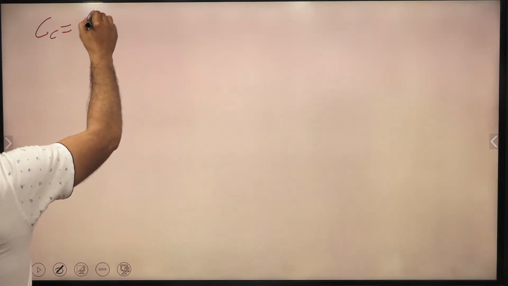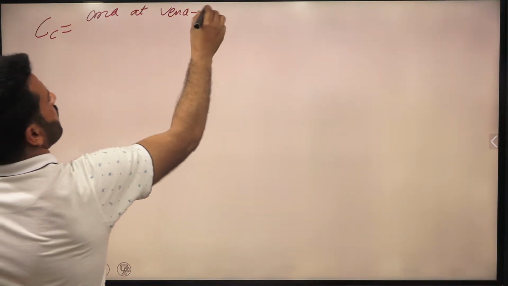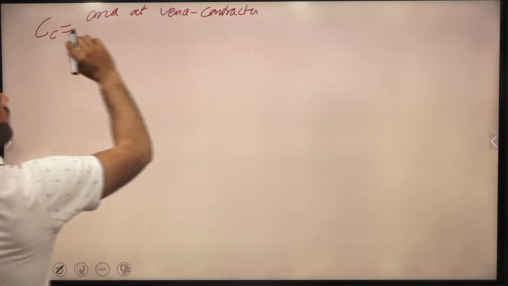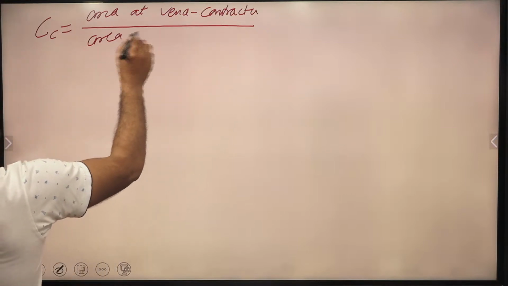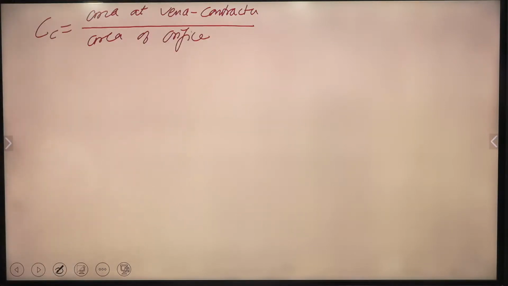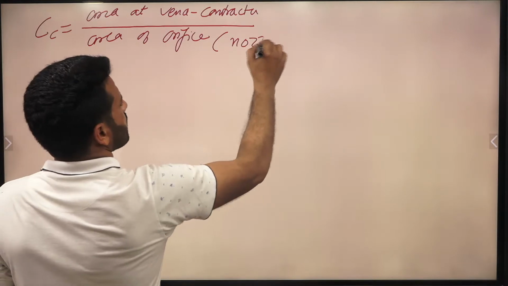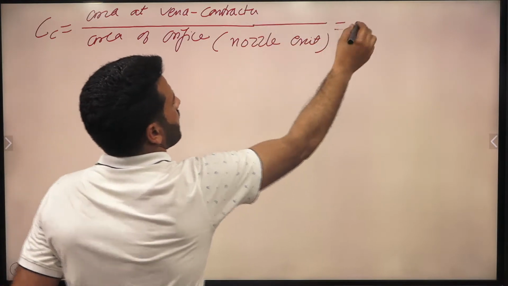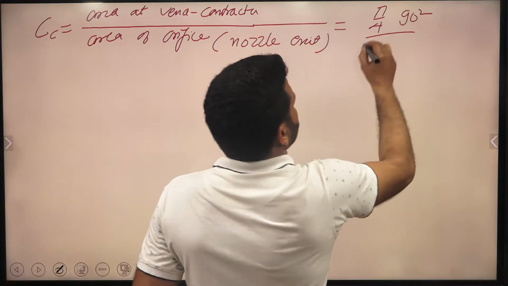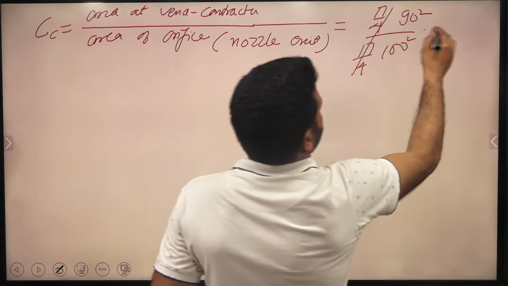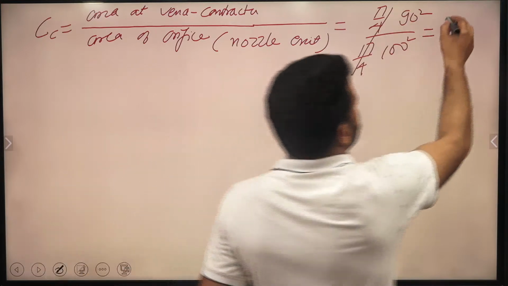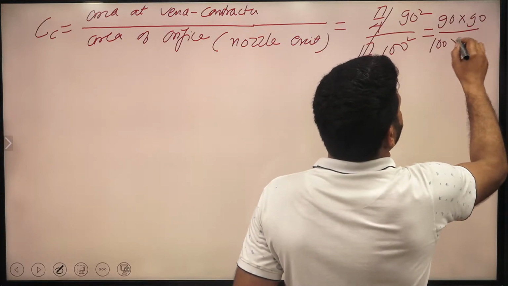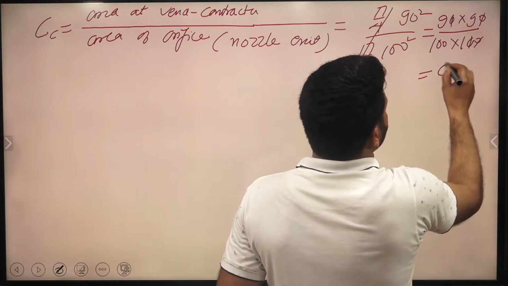First of all, let us see what the coefficient of contraction will be. Coefficient of contraction is the area at the vena contracta divided by the area of the orifice, or you can say at the nozzle exit, because the nozzle is given in the question. So it will be pi by 4 into 90 square in the numerator, and pi by 4 into 100 square in the denominator. We can write it directly as 90 into 90 over 100 into 100, which comes to 81 by 100.